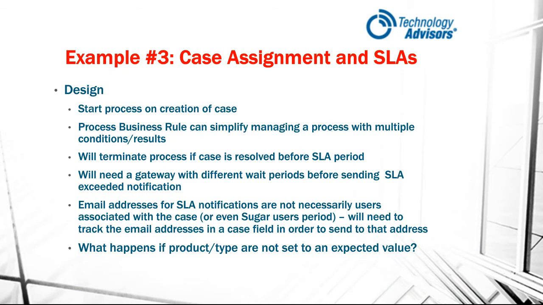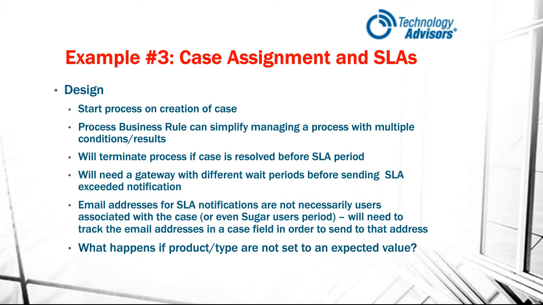So we are going to leverage process business rules in this example to simplify managing a process that has so many different conditions and so many different resultant things that we need to do based off of those conditions. We'll want to terminate this process if the case gets resolved. So just like our last workflow process had an early exit condition, same thing here. We don't need to send an SLA exceeded notification if the case is resolved. And we'll also need to have a gateway that has different wait periods once we know how long to wait before we send that SLA exceeded notification.